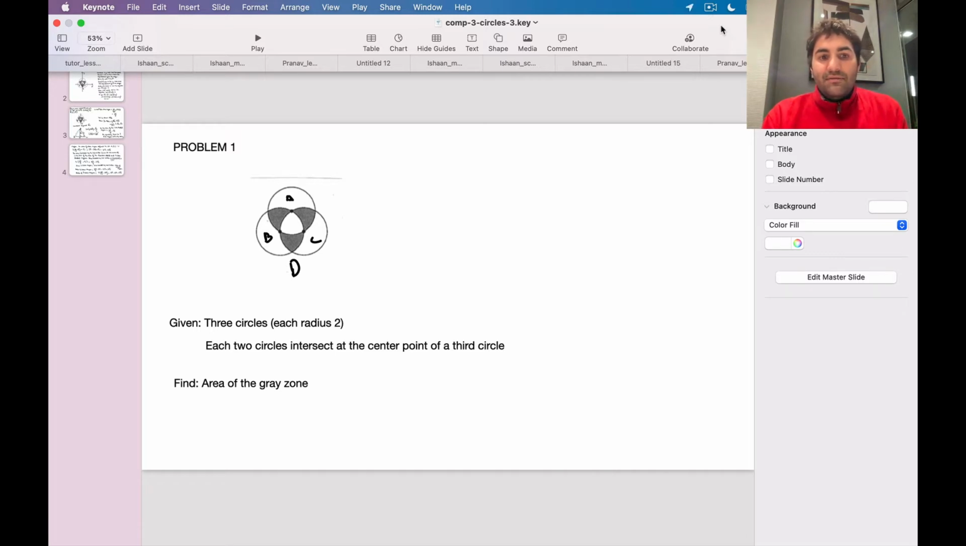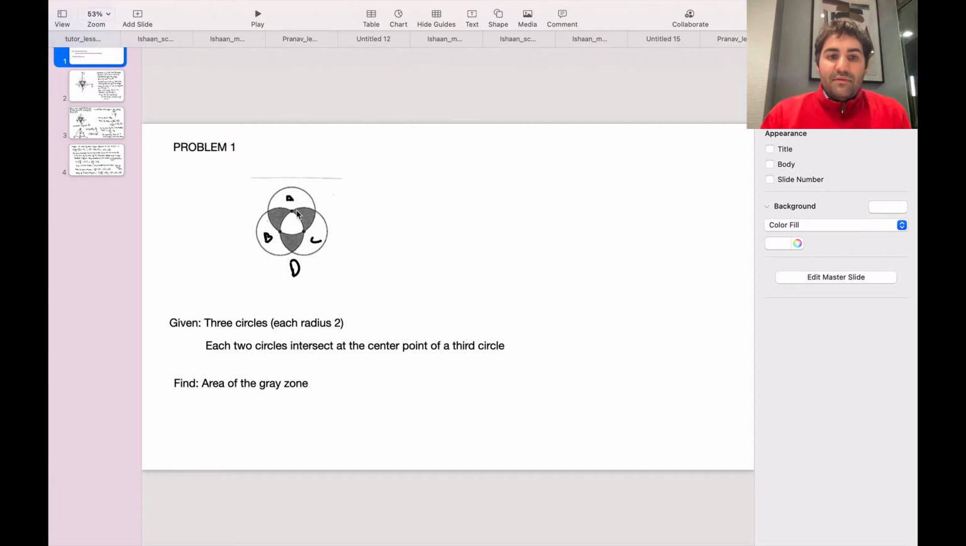We're given 3 circles, each of radius 2, and each of the 2 circles intersect at the center point of a third circle. So in other words, if you have circle with center A and circle with center B, they both intersect at this point C, which is the center of the third circle.